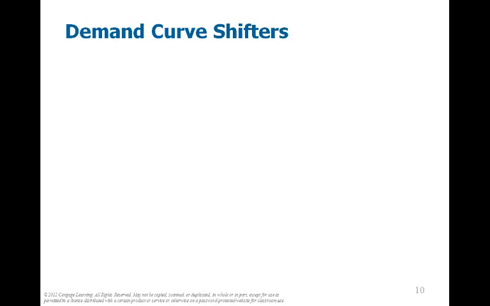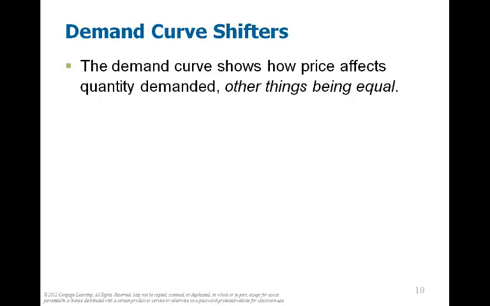If something other than the price changes that's related to demand, then we're going to have to shift the whole curve. Right? So by demand we mean the entire schedule. So a change in price causes a change in quantity demanded, meaning a movement along the same curve. A change in something else related to demand might shift the whole schedule.